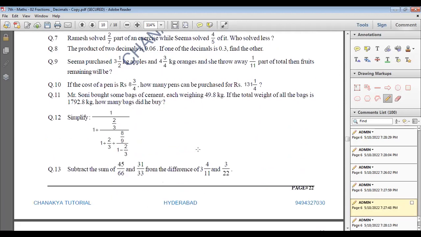Oh, there is one challenging question for you, the 12th question. If you are able to do the 12th, I will give the correct answers. How many of you give the correct answer for the 12th question? Just place your answer in your chat box. That's your target.